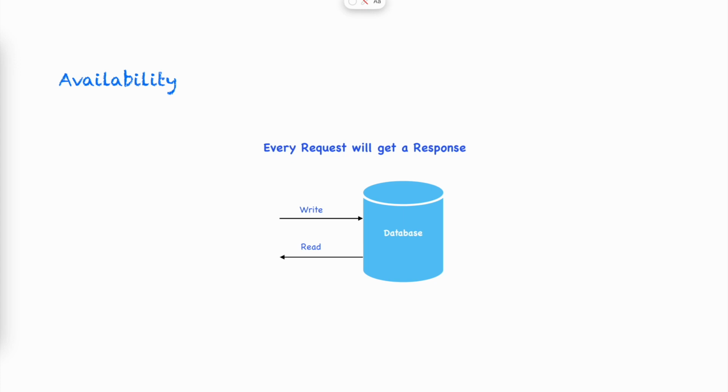Availability just ensures that your system or the backend system is available to handle your request, but it doesn't ensure whether you will get the recently written data or not. That is what availability is.